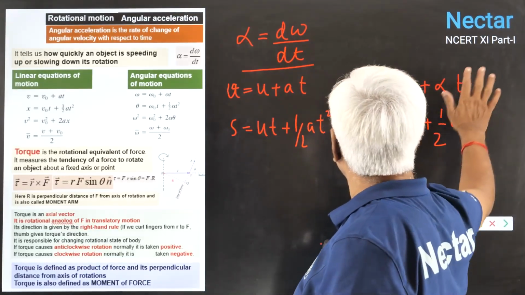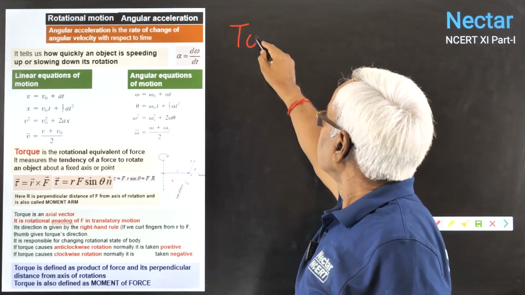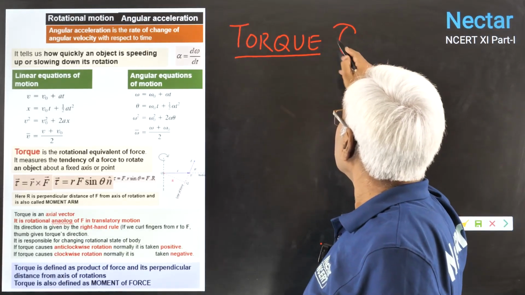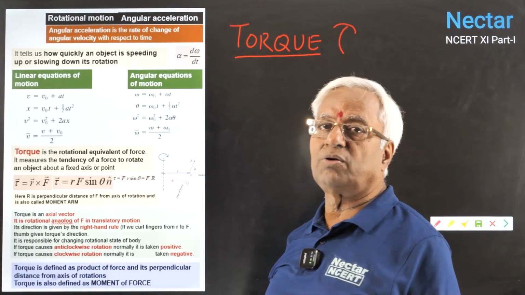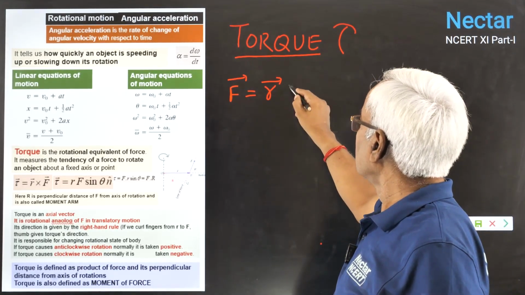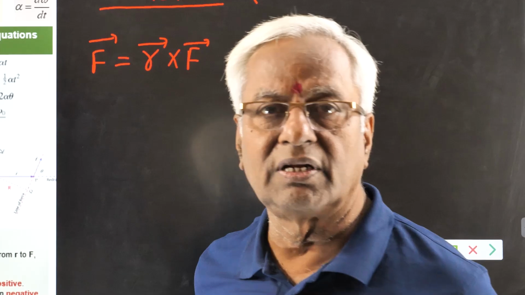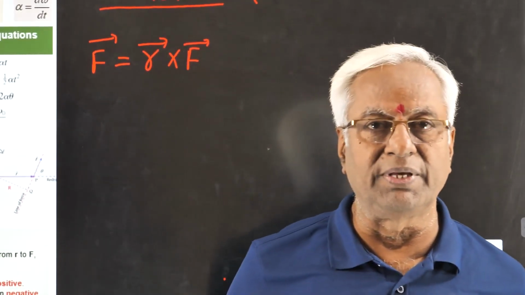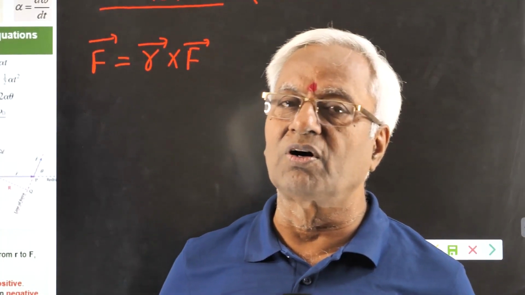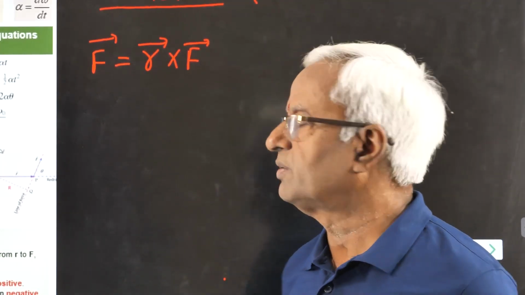Now, one very important quantity in rotational motion is torque. Torque is represented by the Greek letter tau. Tau is the rotational analog of force. This might be written as r cross F. You see, when we say it's a rotational analog of force, it simply means that force can change the state of linear motion, whereas torque can change the state of angular motion, which we call rotational motion.